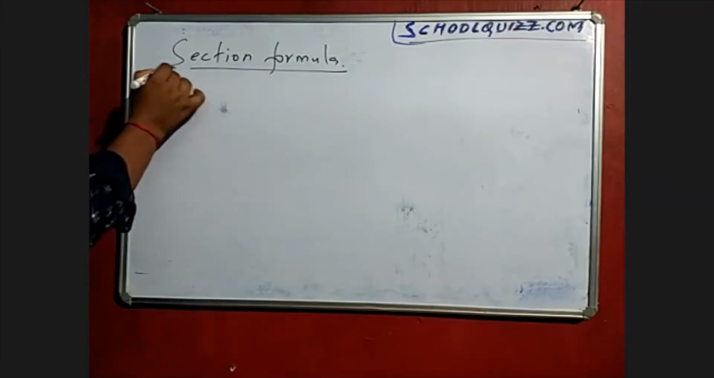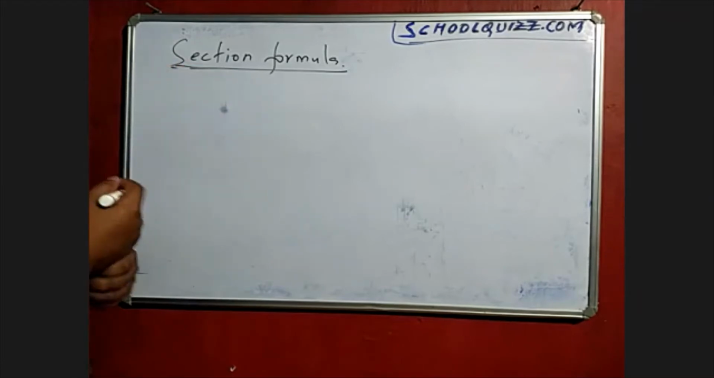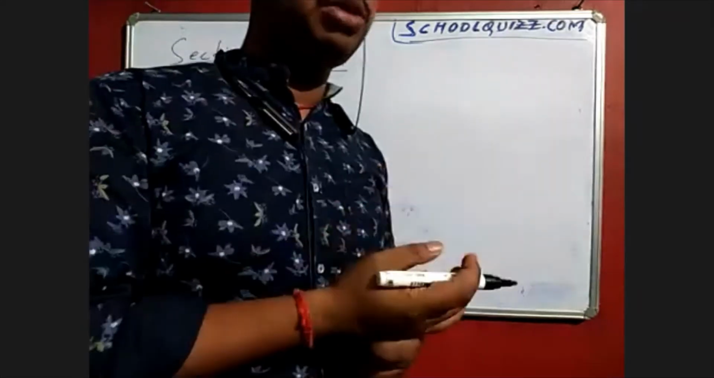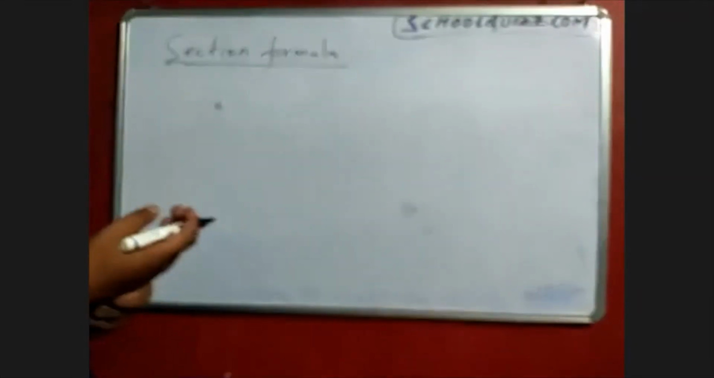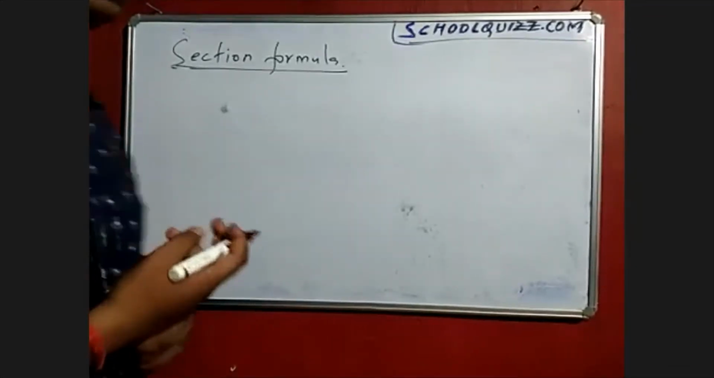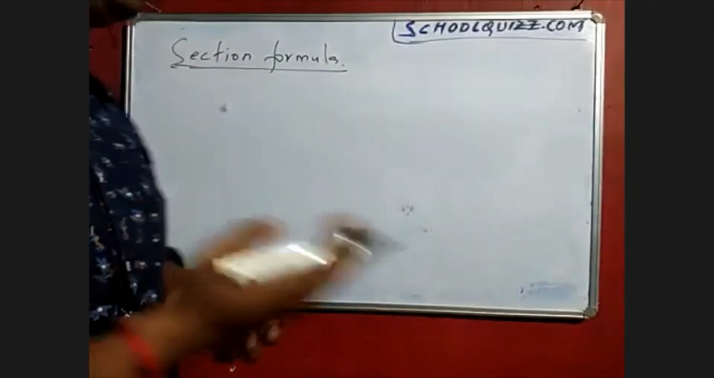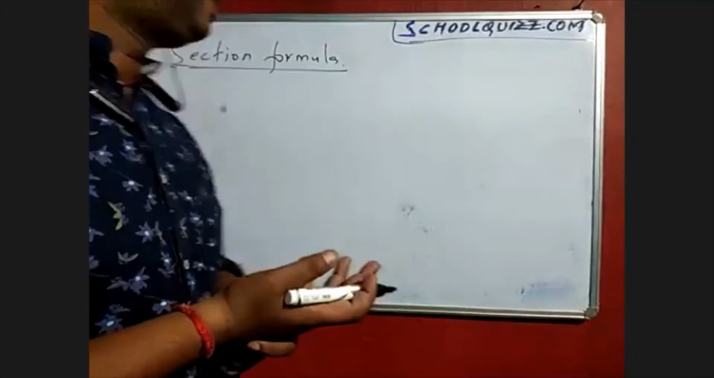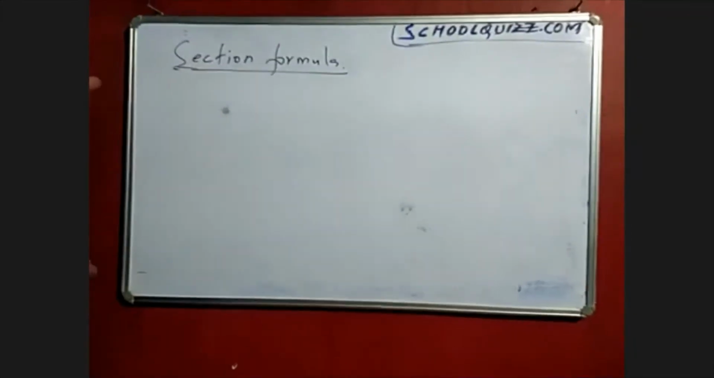Today we will discuss the section formula. That is another topic in coordinate geometry. That is an important portion, and most of the questions will be asked from that topic, almost five marks of questions. So, what are the things there?